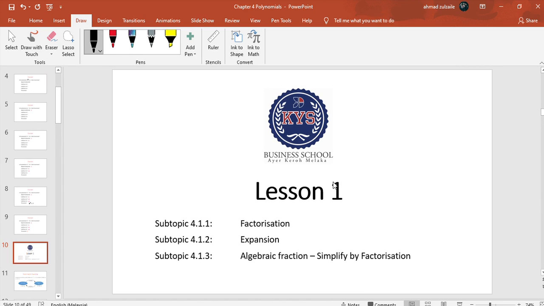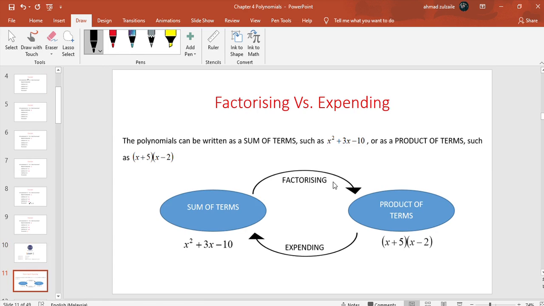Okay, as an introduction. Now for the first lesson, under this lesson we'll discuss a few subtopics: factorization, expansion, and the last one, algebraic fraction, which is how to simplify our algebraic expression by using factorization. So first things first, let's understand factorizing versus expanding. A polynomial can be written as a sum of terms such as x squared plus 3x minus 10, or a product of terms such as x plus 5 multiplied with x minus 2.